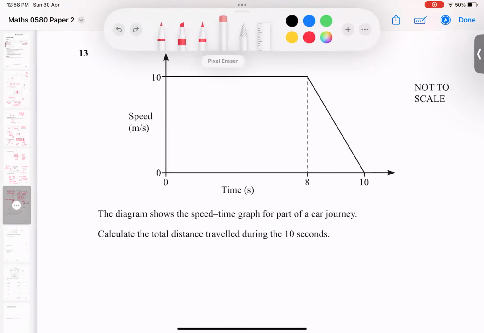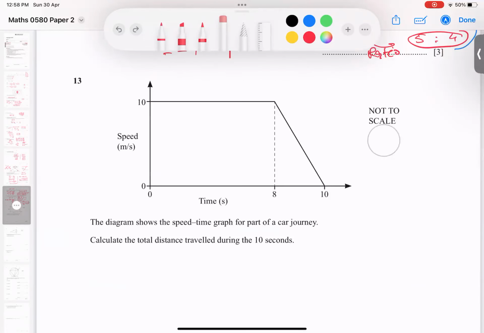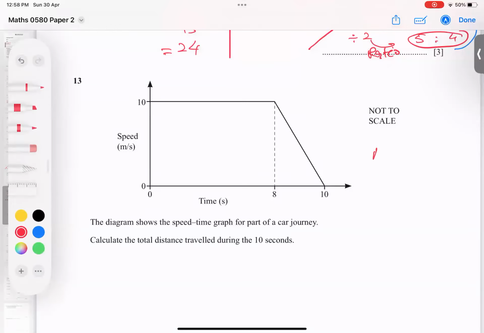Number 13, total distance. Again, two rules. Acceleration, a gradient of any line is giving you what? Gradient is giving you acceleration in a velocity time graph. And an area is giving you distance. So let's think about how we can do it. Total distance is a concern. So how to get distance?